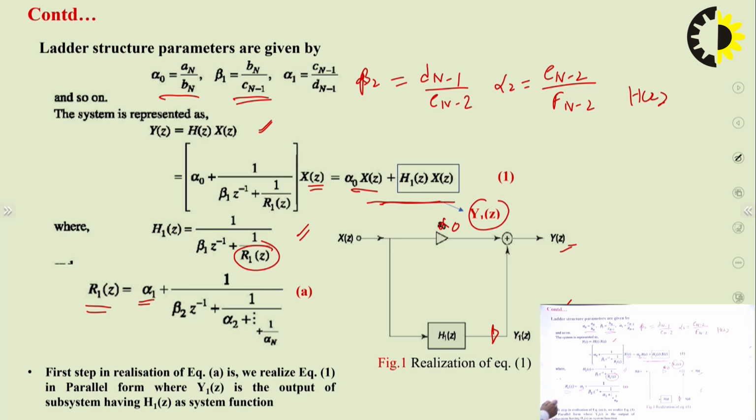So the first step in realization of equation A is if we realize equation 1 in parallel form. Equation 1 is this, and we have to realize it in parallel form, where Y1(z) is the output of the subsystem having H1(z) as system function. So if we realize equation number 1, this is the realization which can be used for the realization of equation number A.